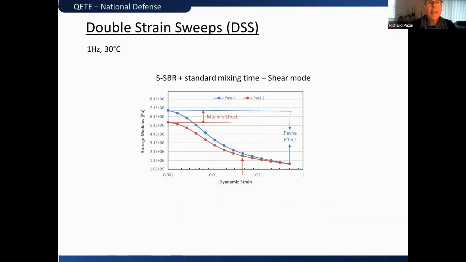Double strain sweeps are done at 1 hertz and 30 degrees Celsius. And again, I show the example with the solution SBR standard mixing time shear mode. What I'm showing here is the storage modulus as a function of dynamic strain. We have 13 different strains that we apply to the sample, starting from a very low strain up to a strain of, this is 50%.